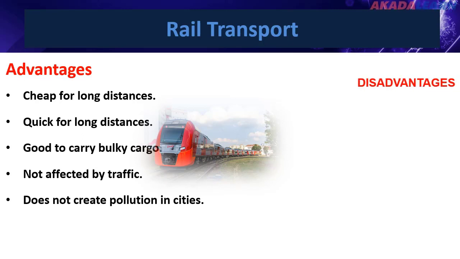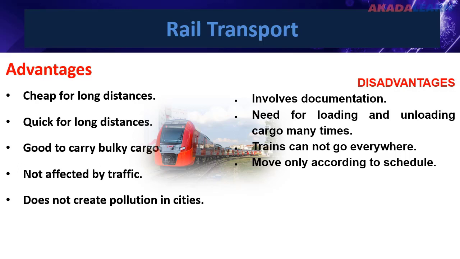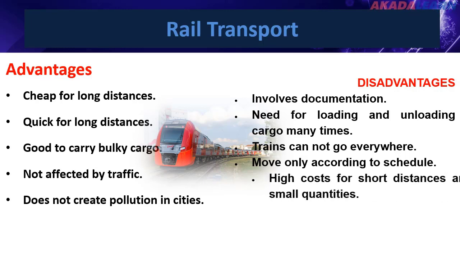Some of the disadvantages of rail transport include: 1. Rail transport involves documentation, and this can be time consuming. 2. There is need for loading and unloading cargo many times in rail transport. 3. Trains cannot go everywhere, and this is a limitation to rail transport. 4. Trains only move according to schedule. It is not flexible.